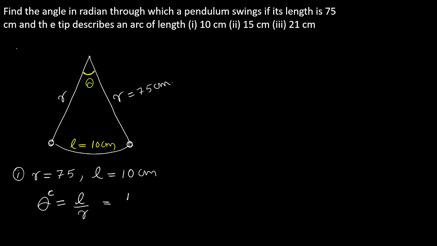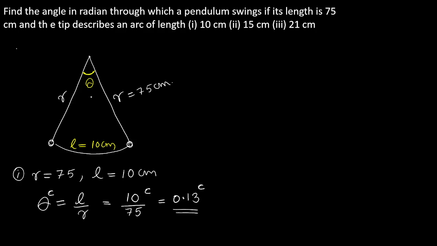L is what? 10 centimeter. Radius is what? 75 centimeter. But you will get the answer in radian measure, not degree value. 10 by 75. You can reduce it, but let me do the division. 10 by 75 is approximately 0.13 radians. This is the angle.